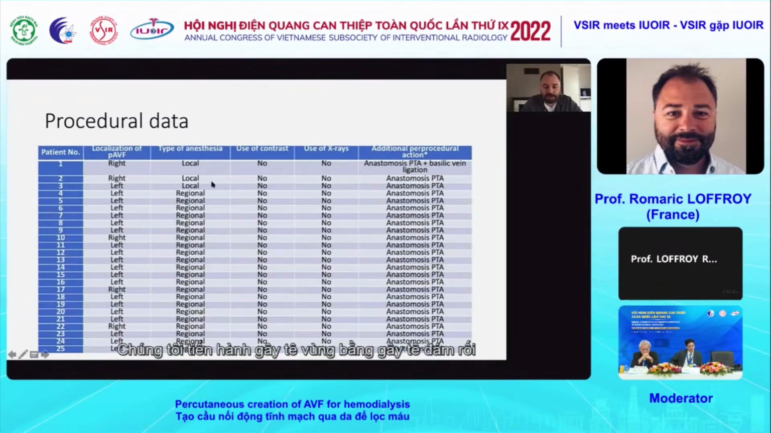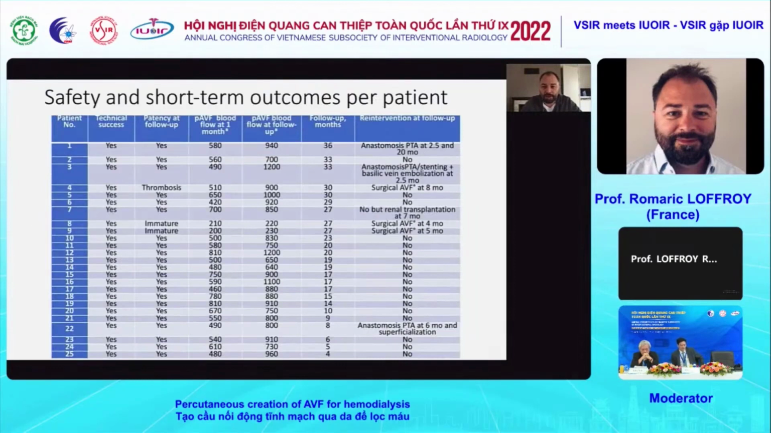We did the first 3 patients under local anesthesia, but honestly, this is really better under regional block and regional anesthesia to get vasoplegia. No contrast, no X-rays, and angioplasty of the anastomosis all the time now during the intervention to avoid postponed dilation of the anastomosis, because the stenosis, of course, is the main potential complication.